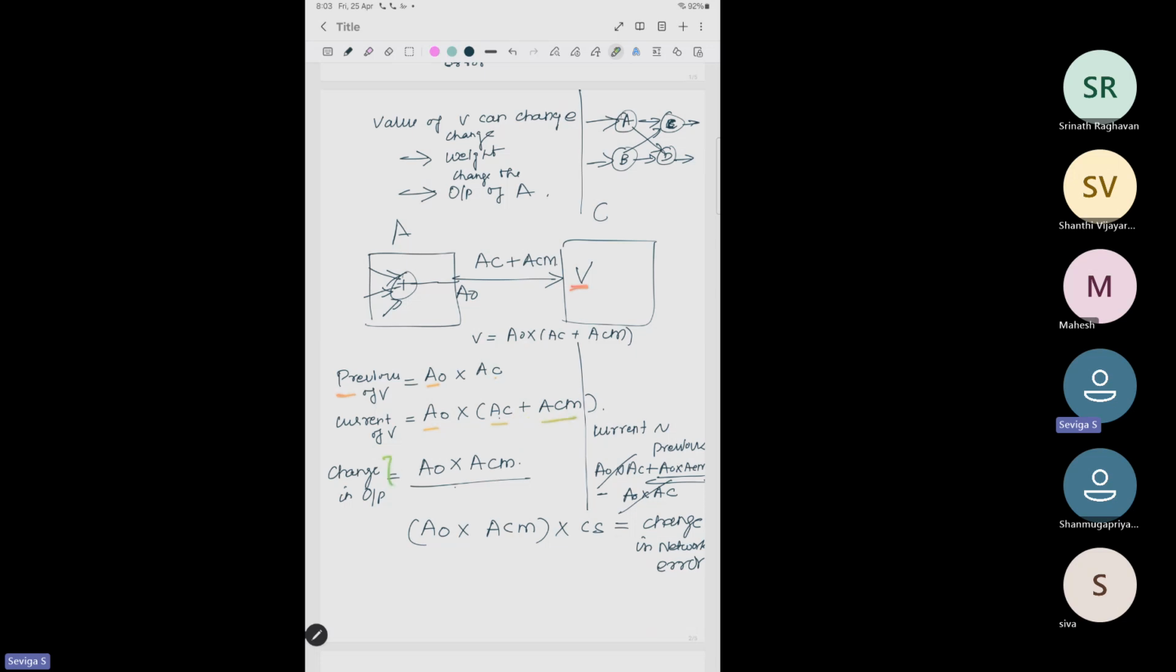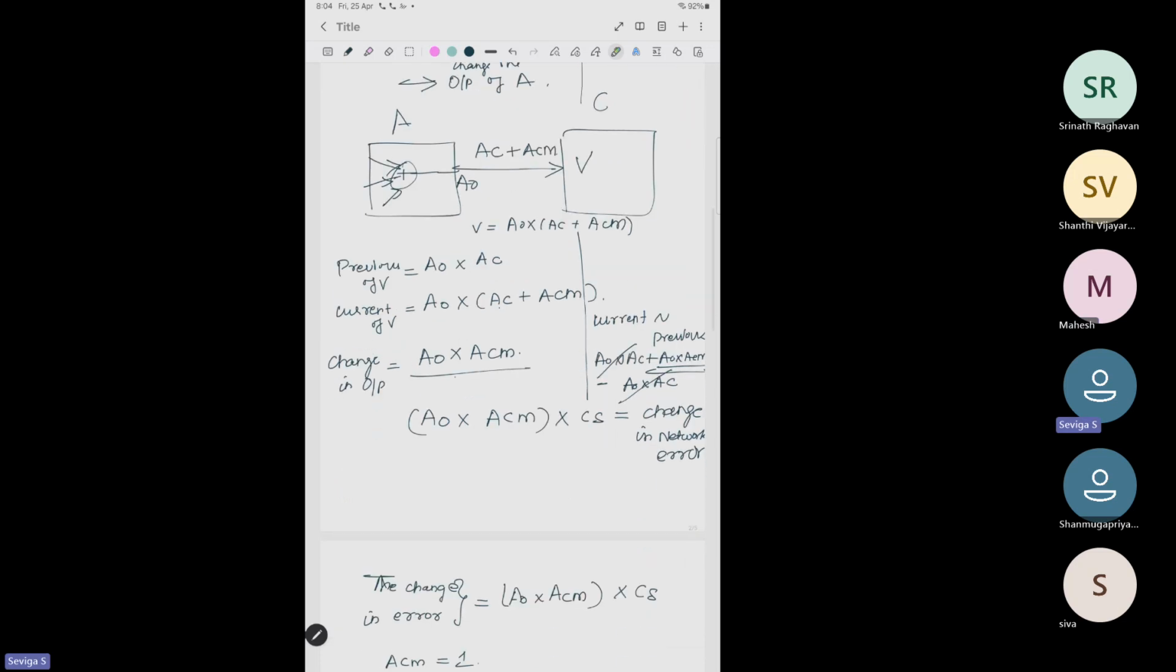So what is the change in the outcome? The change in the outcome is the difference between the current and the previous value, which is A naught into ACM. So now the change in the network error is given by A naught into ACM into C delta. The change in the outcome into the delta value will give the change in the network error.